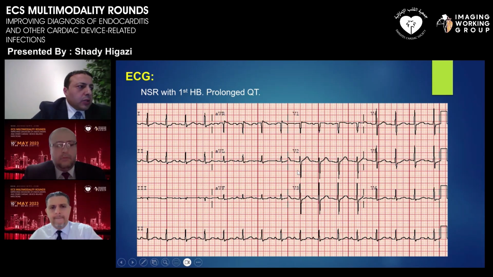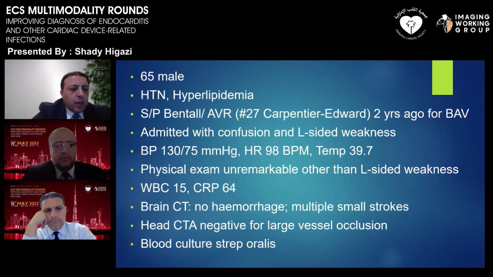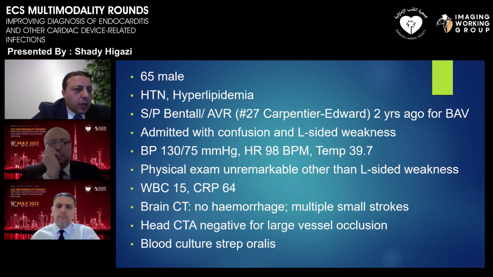This patient, again, just a fast history, he was a 65-year-old male known to be hypertensive, hyperlipidemic, with a history of Bentall operation with aortic valve replacement two years ago. He presented to us with confusion and left-side weakness. So we did a CT protocol including CT brain and CT head and neck angio, which was negative for any large vessel occlusion. On presentation, he had fever of 39.7 with elevated inflammatory parameters, including white blood cells and CRP. We sent his blood culture, which came back positive for Streptococcus oralis.